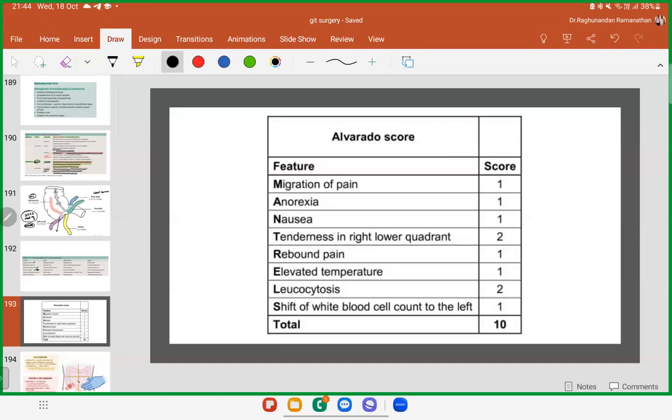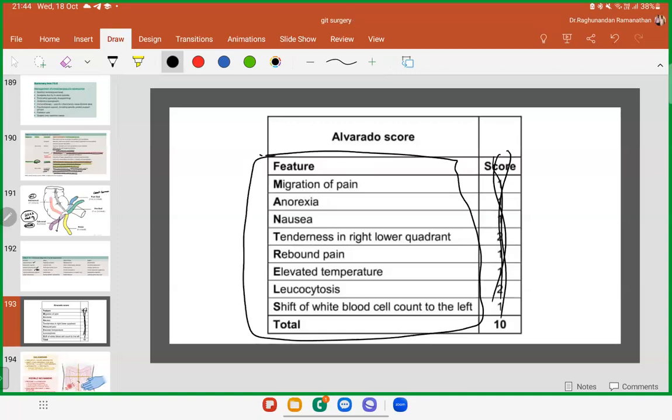Totally possible 10. If you don't remember this, there is no problem, but this you need to remember, it is very, very important. The mnemonic is MANTRELS. M stands for migration of pain. A stands for anorexia. N stands for nausea and vomiting. T stands for tenderness in the right lower quadrant. R stands for rebound pain, and E stands for elevated temperature. L stands for leukocytosis, and S for left shift of WBC. In total, it gives rise to 10 points.